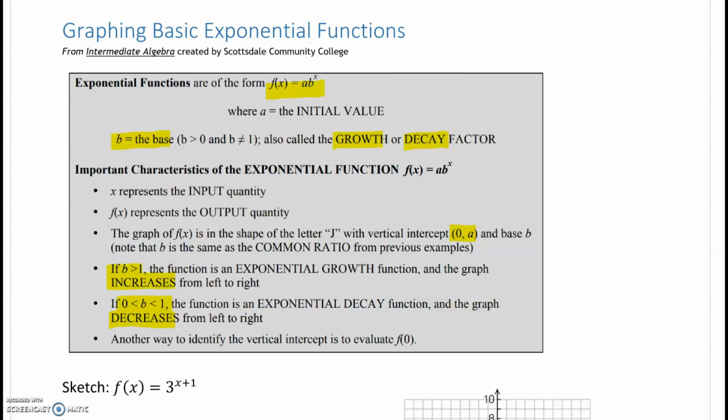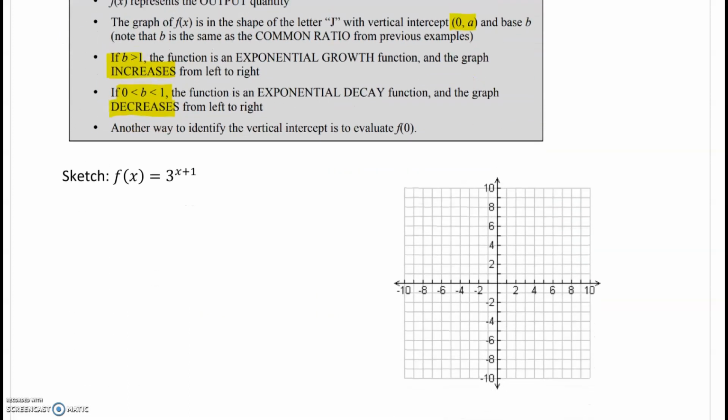Okay, so on to our two examples. We're going to take a look at graphing the function 3 to the x plus 1 power. This is just a transformation of the function f of x equals 3 to the x power. All the extra x plus 1 does is take this basic function and shift it to the left 1 unit.